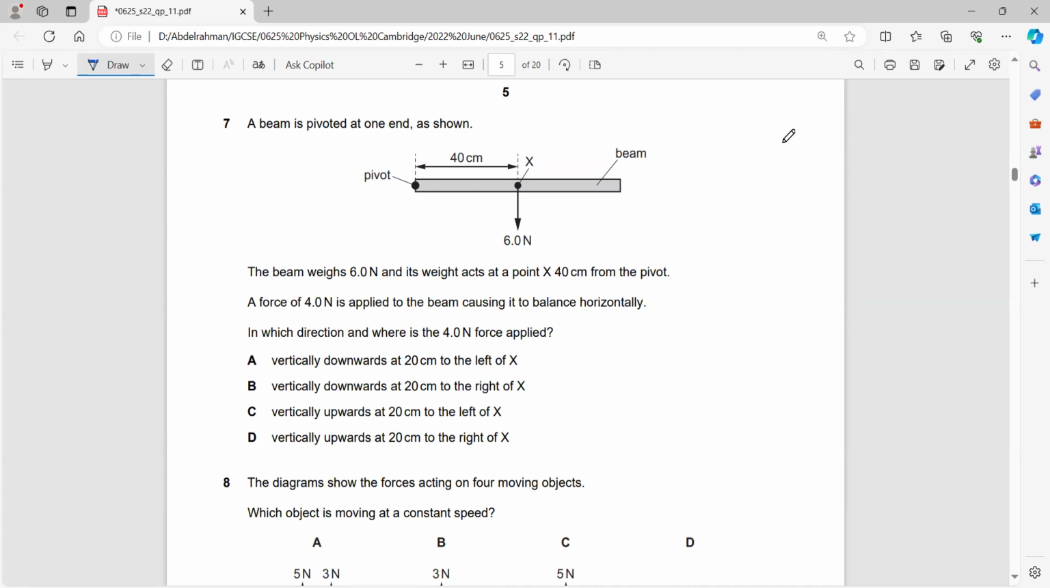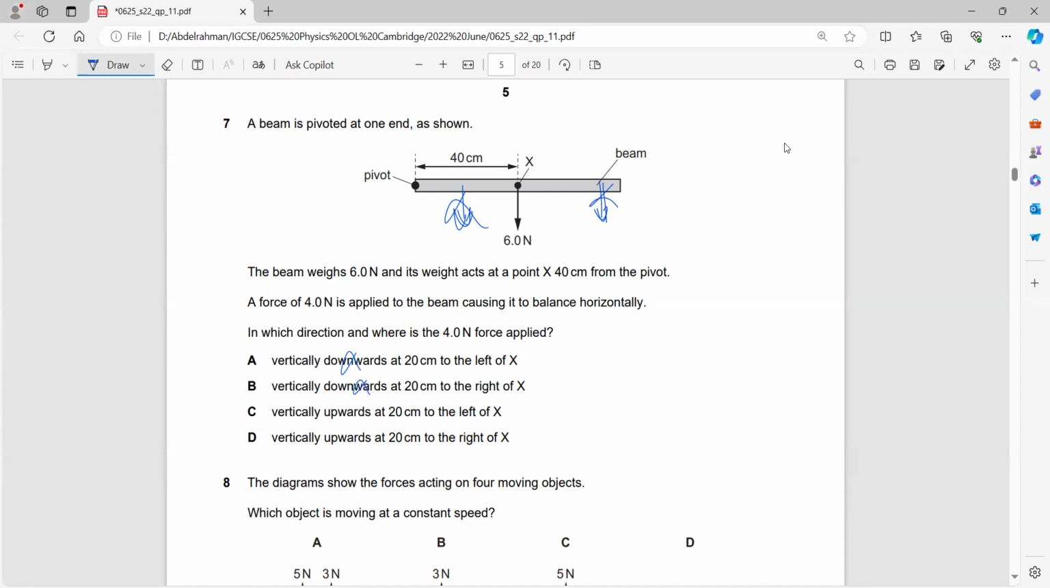Where should we add this 4 Newton force? Upwards. It should be upwards on the right, right? Okay, if the force is downwards, it will not help. If it was downwards, it would never help, because this is wrong. It cannot be downwards. It has to be upwards.